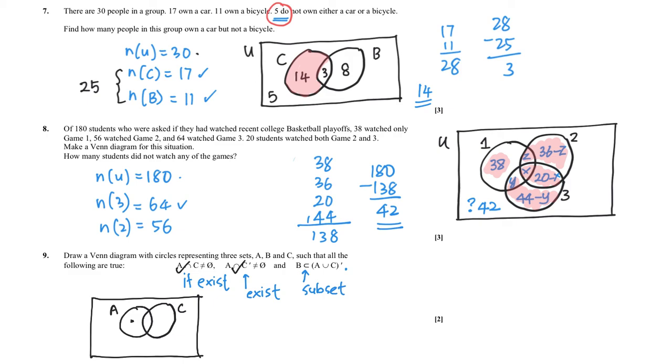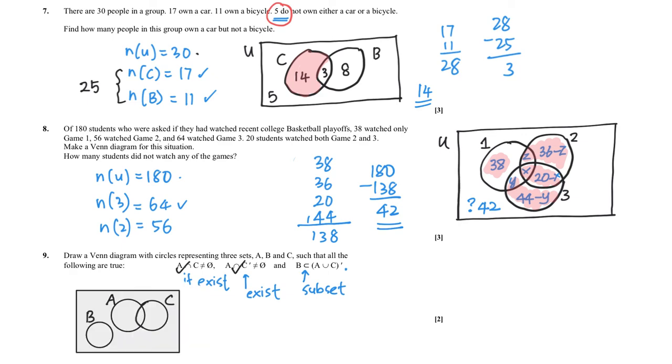And the last part, B is a subset of not A union C, not all of A and all of C. B will be in that, so B will be outside. Okay, so let me draw a better version of this. It will look like this. B is outside, not touching A and C, because B is a subset of the region outside A union C. So it means they are not touching A and C. Okay, so hope the video helps.